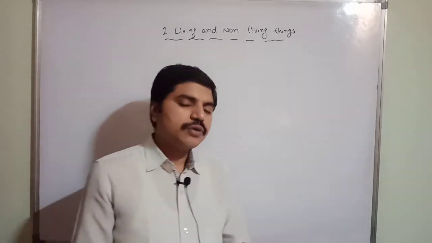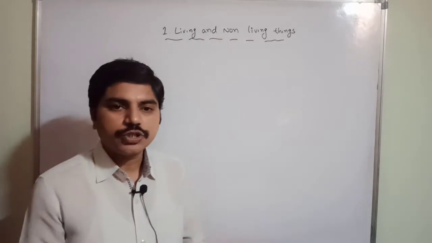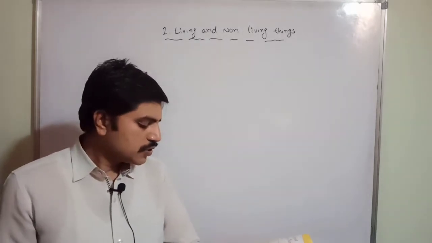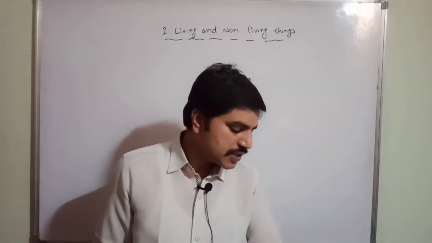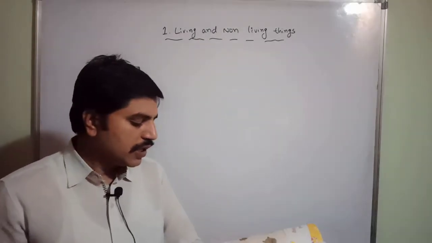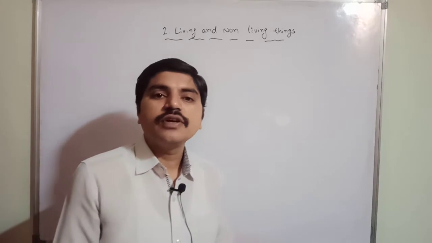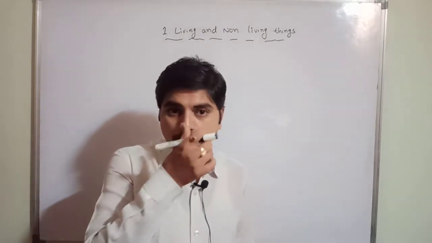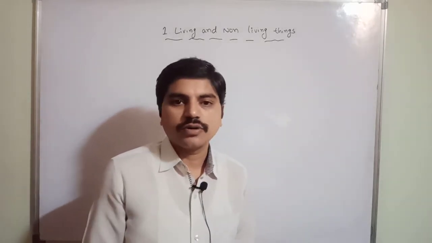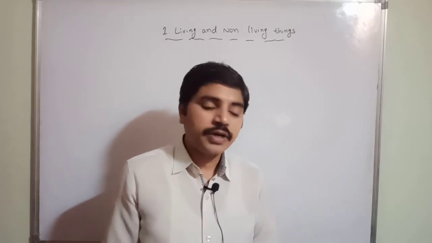Okay, now I'll read out the paragraph and then I'll explain it in your textbook. Movement. Movement means living things move on their own in search of food and shelter. The living things have movement. Without movement it is not possible. Correct or not? The living things have movement.